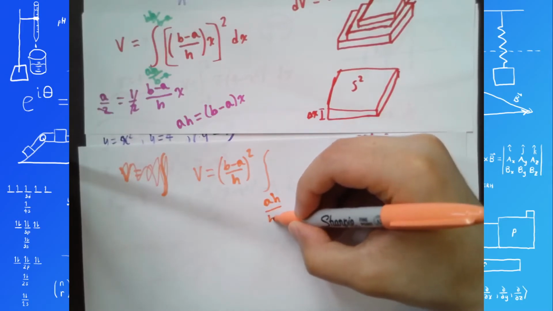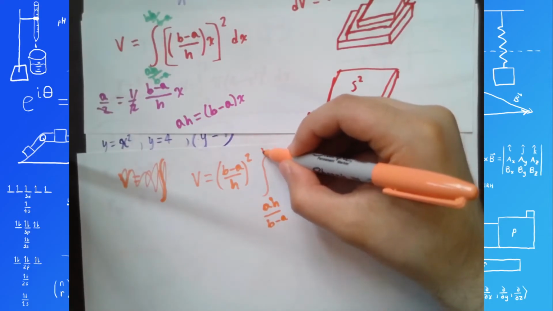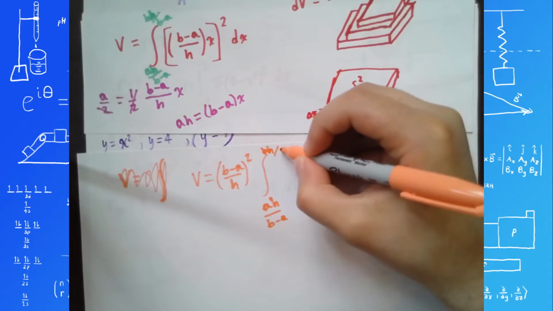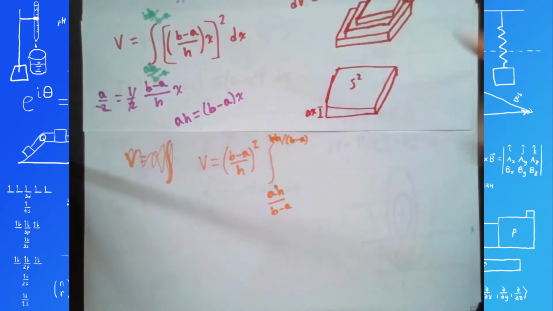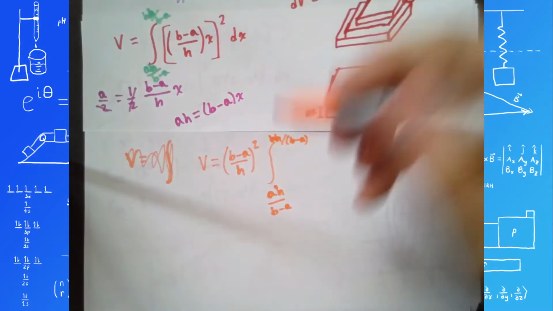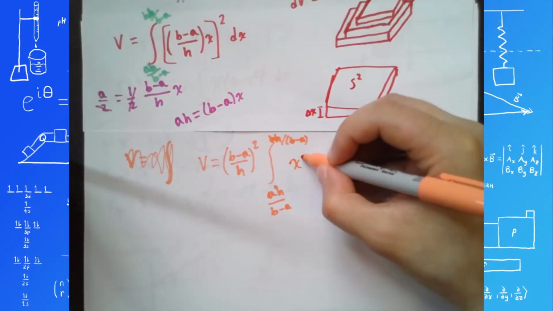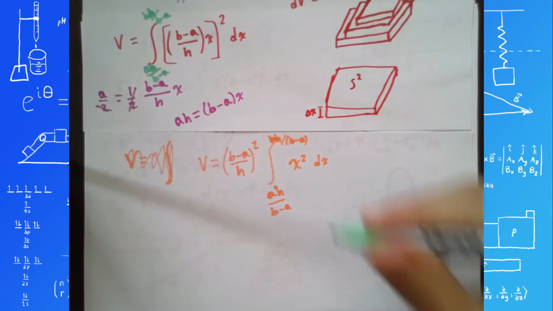AH over B minus A and BH over B minus A. Still didn't create enough room for that. And then all that's left inside of our integrand would be x squared dx, which isn't too hard to determine. 1/3 x cubed. Oh goodness, this looks like it's going to be one terrifying algebraic monstrosity here.